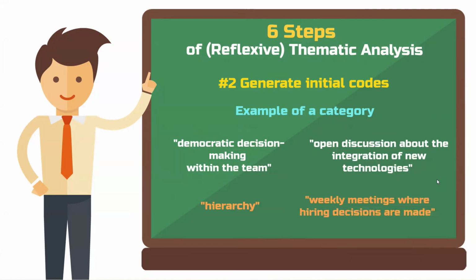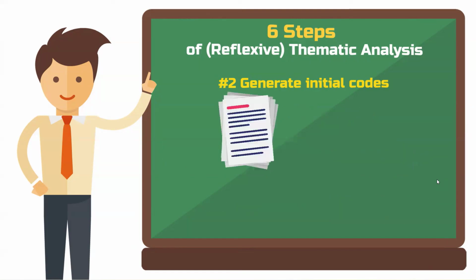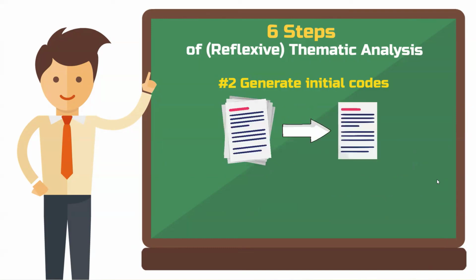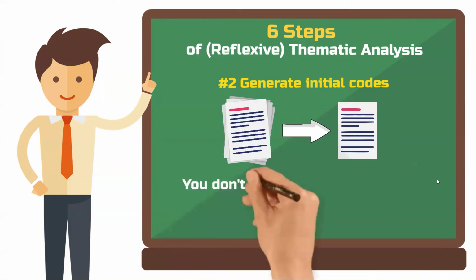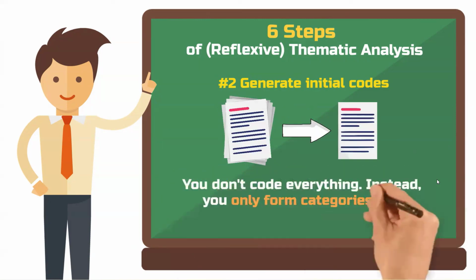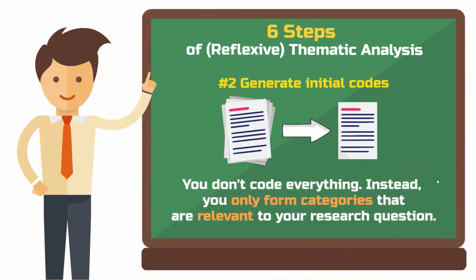With the categories, you can certainly venture a preliminary interpretation, like democratic decision-making. This exact phrase wasn't really in the data, it's something that you interpreted. But what's the purpose of the categories? They reduce the volume of your data and group your analytical units. What's essential for thematic analysis, as per Braun and Clark, is that you don't code everything. Instead, you should only form categories that are relevant to your research question.